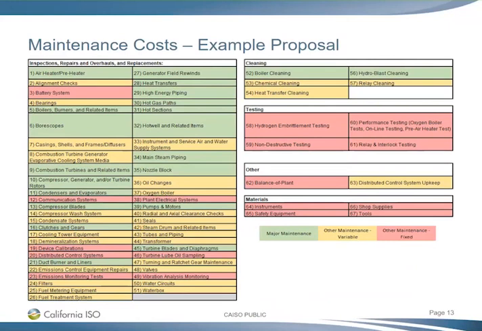So this is Susan again from Portland. When you say other maintenance variable, is the assumption that it could be per megawatt hour, per start, or per hour, or is it just one of the ratios? It could be any of the three. Okay, thank you.